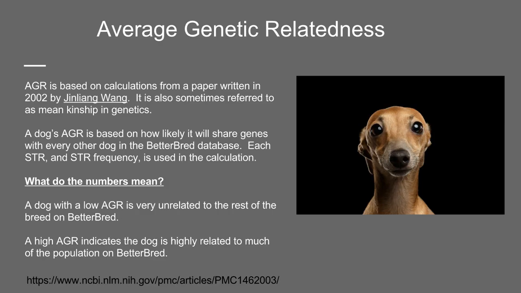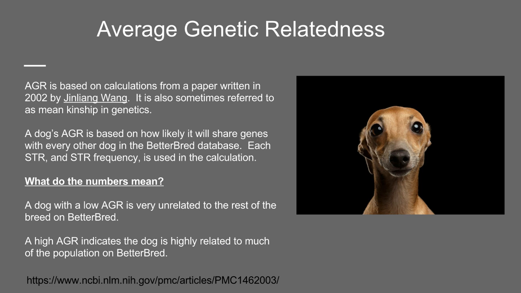Average genetic relatedness is based on calculations from a paper written in 2002 by Zhenliang Wang. It also sometimes is referred to as mean kinship in genetics. A dog's AGR is based on how likely it will share genes with every other dog in the Better Bred database. Each STR and STR frequency is used in the calculation.